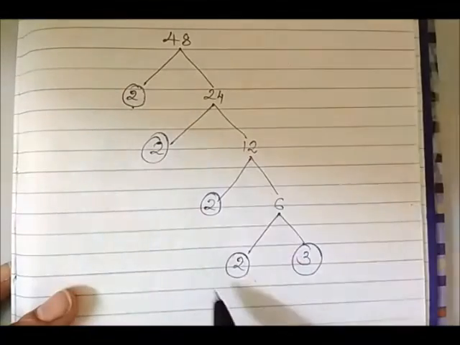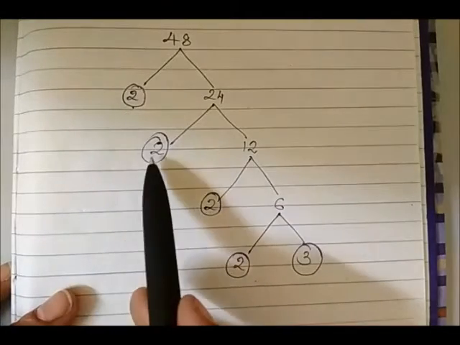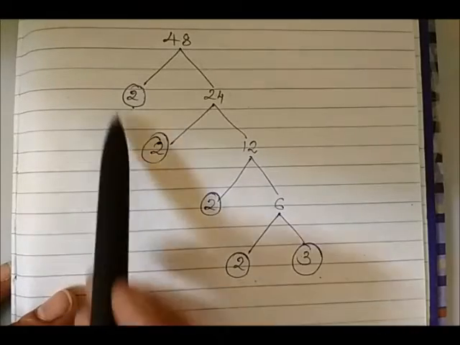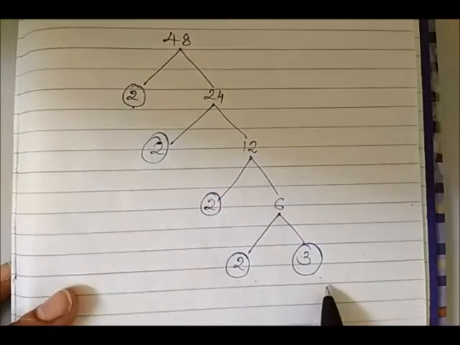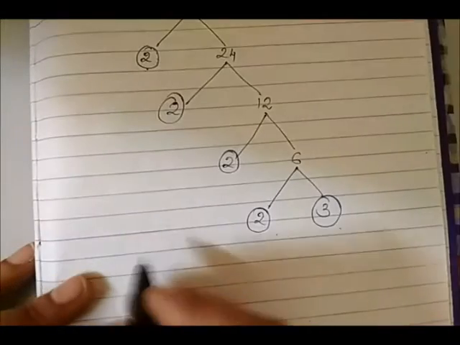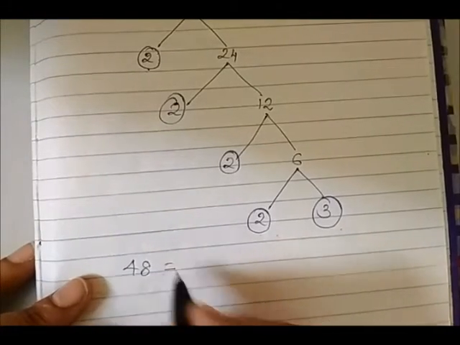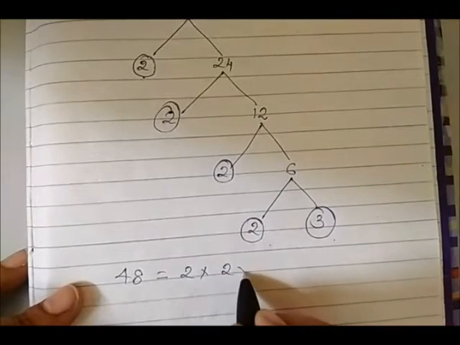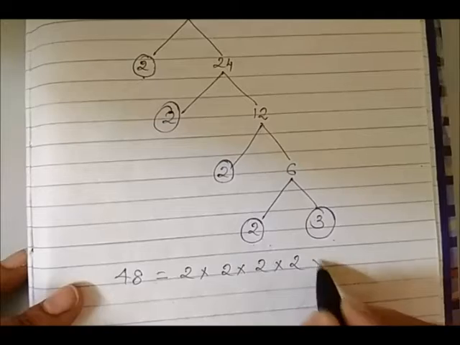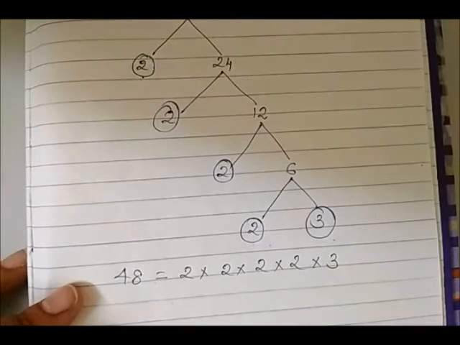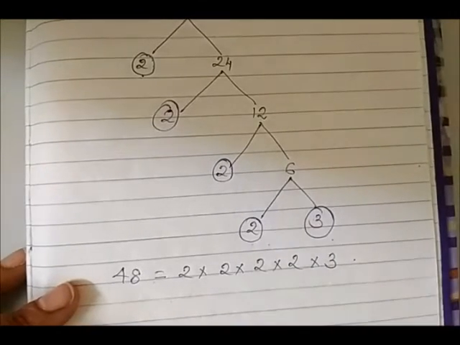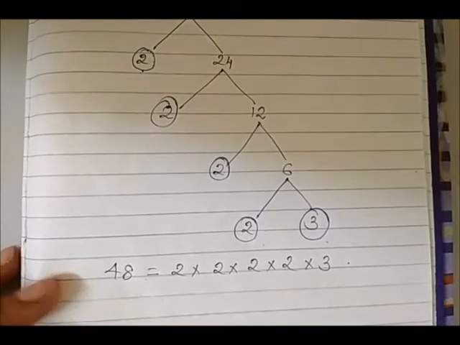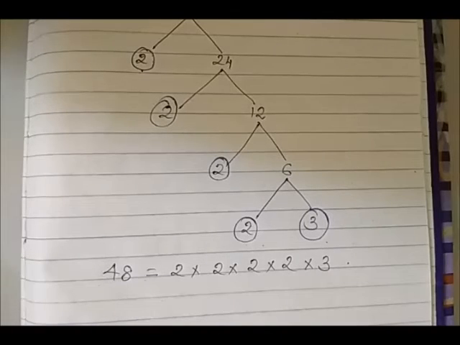So what is the prime factorization of 48? 2 into 2 into 2 into 2 into 3. Whichever numbers we have encircled, those are all the prime numbers. So the prime factorization of 48 by the factor tree method is 2 into 2 into 2 into 2 into 3. Clear? So in the next exercise, I will show you more questions.